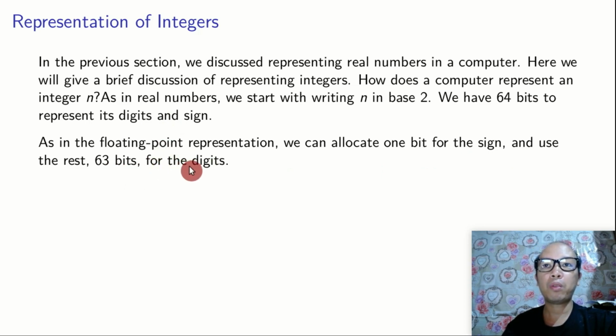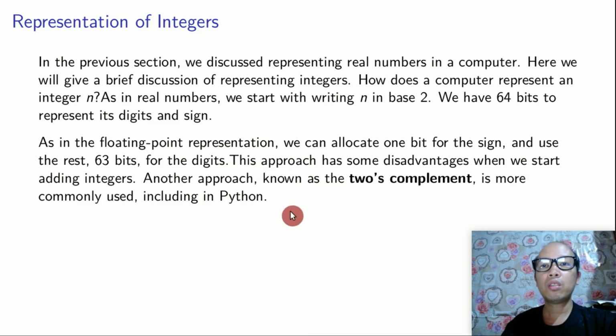There's also a topic with regards to the unsigned. Unsigned meaning not signed, those representations are always positive. But in this discussion, we will be discussing signed numbers. We have positive numbers and negative numbers. Okay, so there is an approach. If you are using the floating point representation, there are some disadvantages when it comes to adding integers, and we will see that later in our discussion.